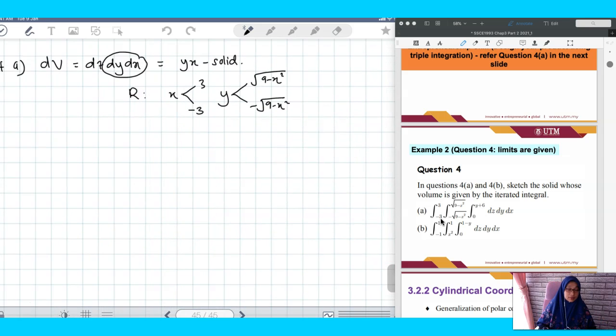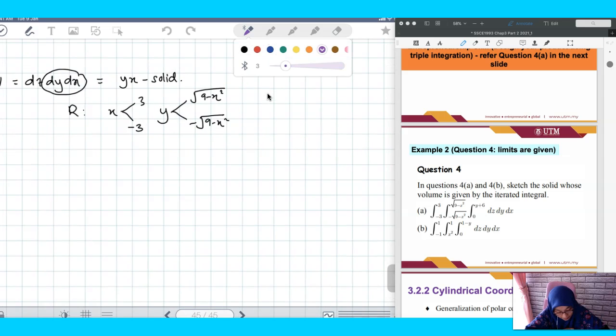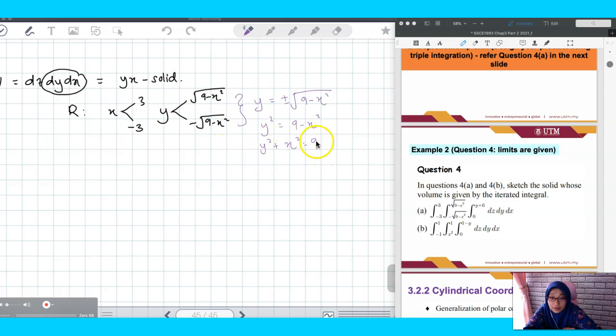So the last two limits will tell you the shape of the region. Because x here is constant, you can determine the shape of the region from the equation provided. When you rewrite this, you have y equal to plus minus square root of 9 minus x squared. When you square both sides, you have y squared equal to 9 minus x squared, which gives you a circle.